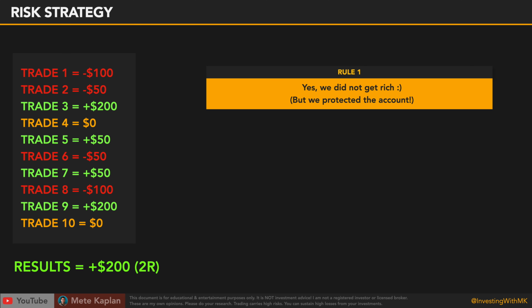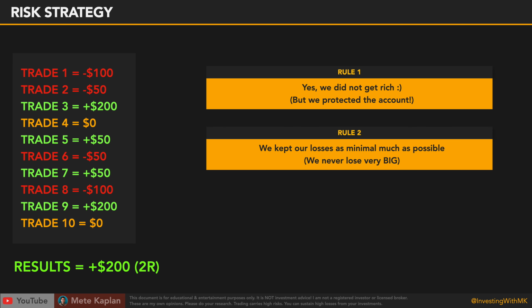Rule number 1. What did we do? As you notice, we did not get rich here, but we learned something here. We learned to protect our account no matter what. Rule number 2. We kept our losses minimal as much as possible. We never lost very big numbers, and we made some profits as much as we could.